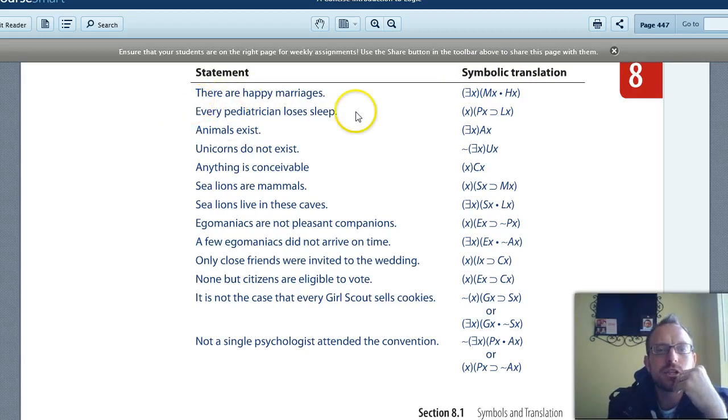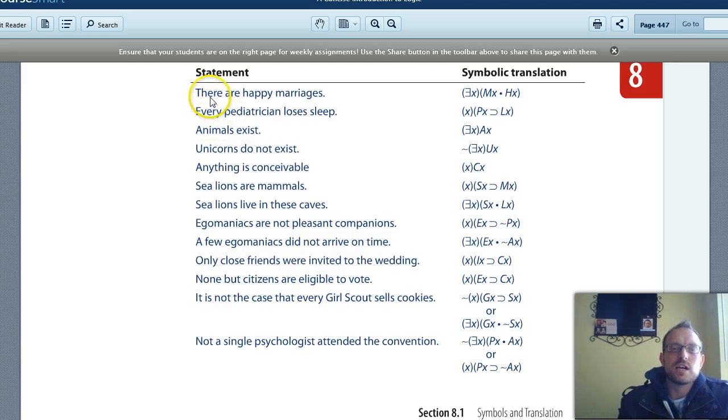What about this one? Every pediatrician loses sleep, right? So when you see the word every, think, what's the meaning of the statement? Well, the meaning is that ultimately they're talking about all pediatricians, which means we're going to add what? The universal quantifier. And that means that if you're a pediatrician, then you're going to be losing sleep. So that's our typical formation.